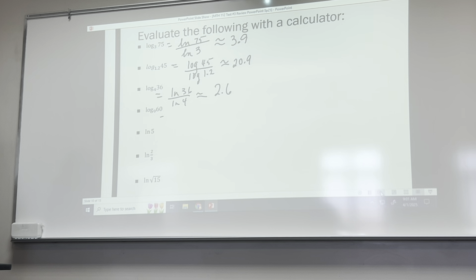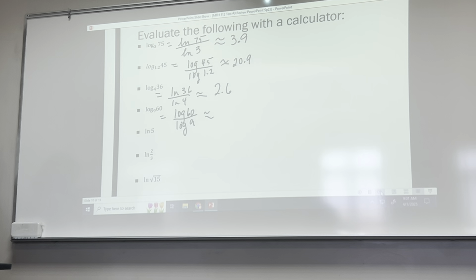Log base 9 of 60, so I'm gonna do common log this time, so log 60 over log 9. And we'll round off to 1 decimal. Log 60, close parentheses, divided by log 9, close parentheses, 1.9.